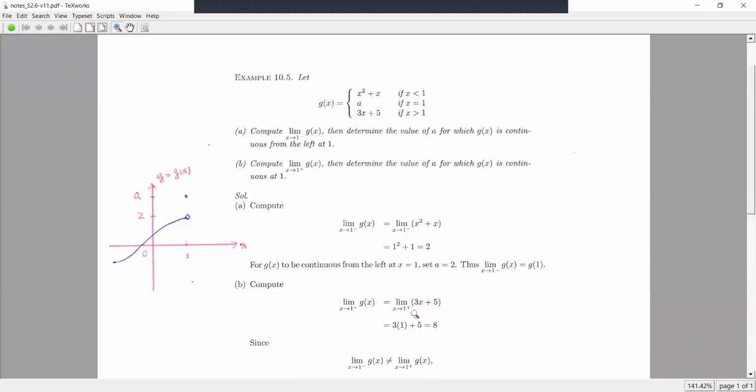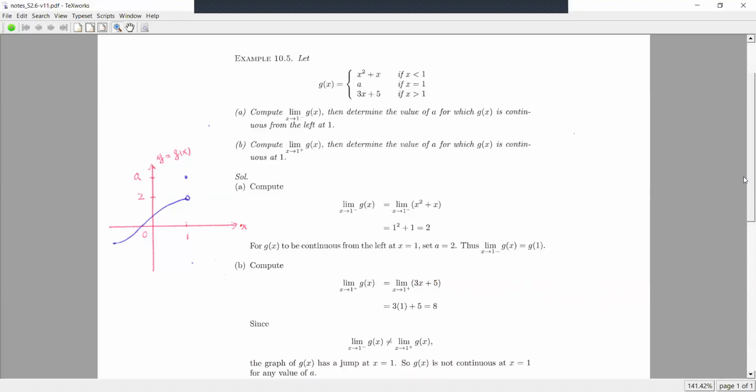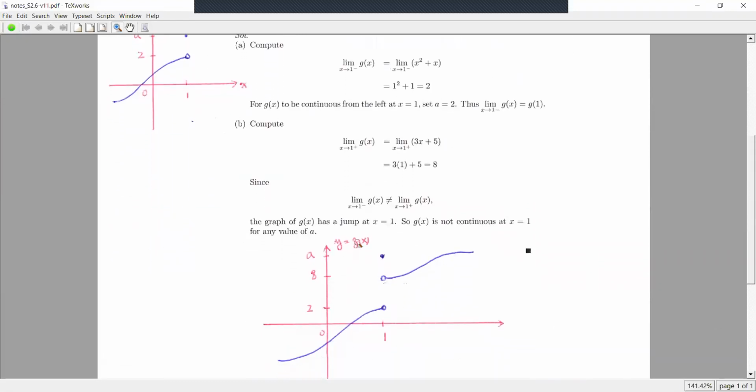To find this limit, plug in 1 in x. The limit is this number. This number is 8. Here is a possible sketch of the function g. At 1, the function value is a. From part a, x approaches 1 from the left side, the function approaches 2. So the graph approaches this point. This point is 2. The height is 2.